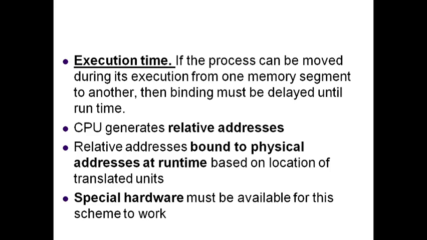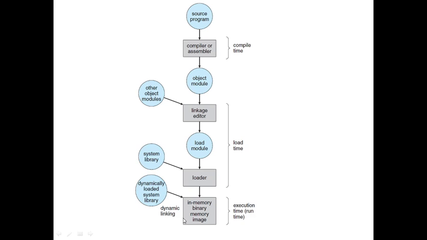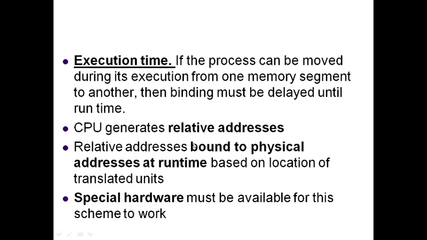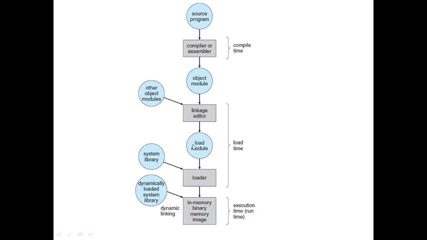So it requires special hardware to convert the relative address to a physical address. That special hardware is what I am referring to as the MMU, or memory management unit. So these are the three binding techniques. Address binding can be done either at compilation time, at loading time, or at execution time, and we have seen the merits and demerits of each one.